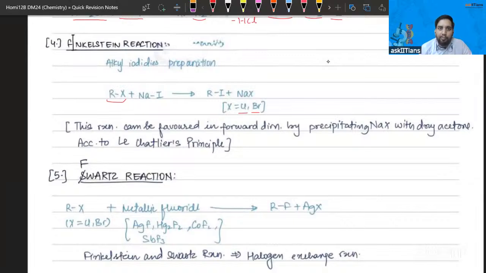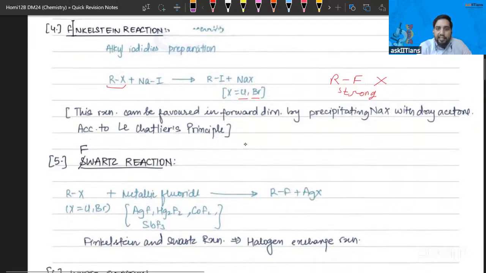So what is going to happen? Iodine is going to replace halogen X to give alkyl iodide and NaX. Here, we should note that alkyl fluoride is not going to give this reaction. Why? Because the carbon-fluorine bond is strong, so it is not easy to break. The bond is strong because of the smaller size of fluorine.